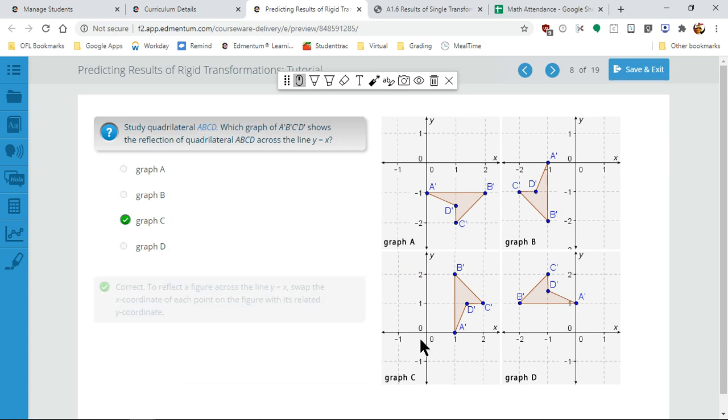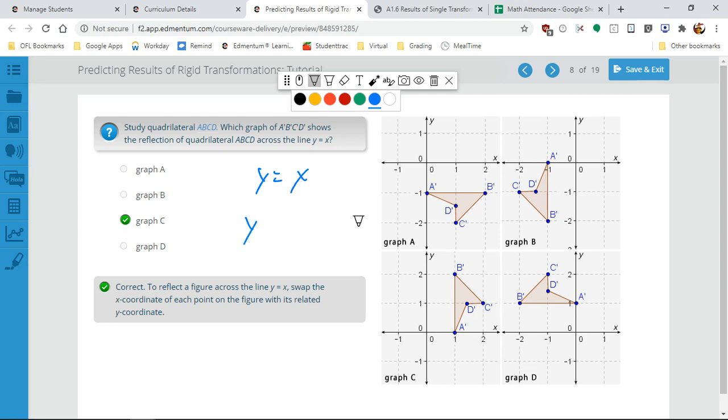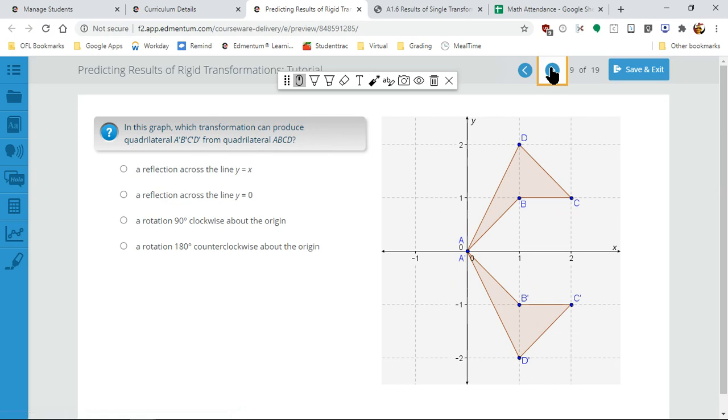So I tried drawing it, but following the rules made more sense. I didn't do that on purpose. I was literally trying to draw it out and it didn't work. But then at the end, the rules made more sense. When you have y equals x, your points flip over. So that's the easiest way to do this. That's one of the reasons why having those rules on a post-it or a flashcard makes the most sense.